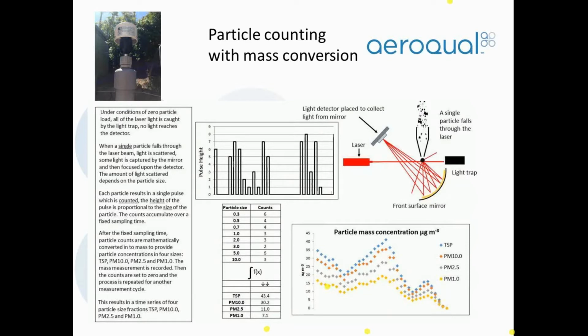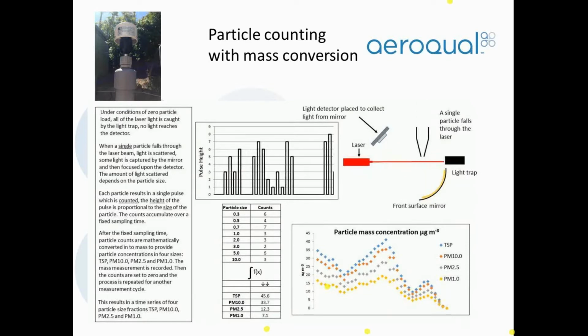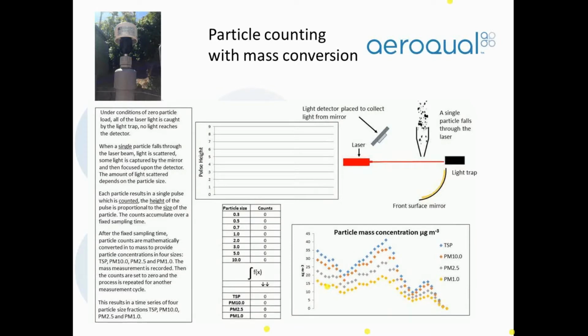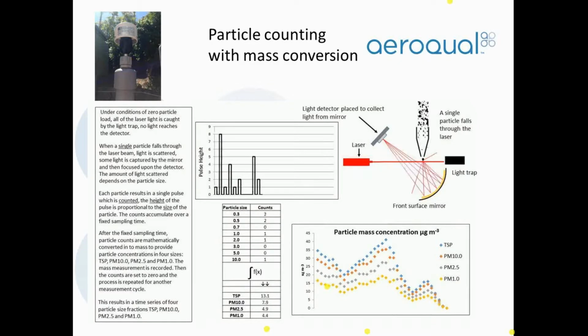A mathematical formula allows us to convert from the particle counts into particle mass in micrograms per cubic meter. And so the data looks very much like the graph on the bottom right-hand side of the screen, where over time we have a measurement of TSP, a measurement of PM10, 2.5 and PM1.